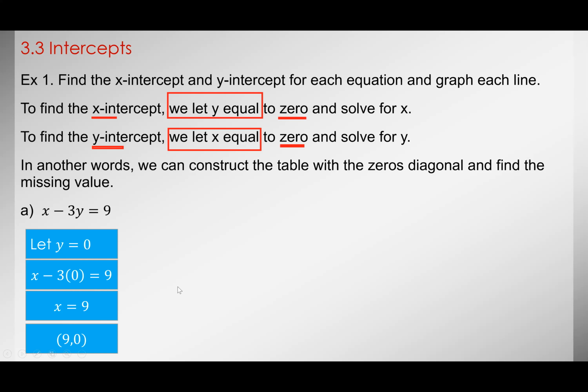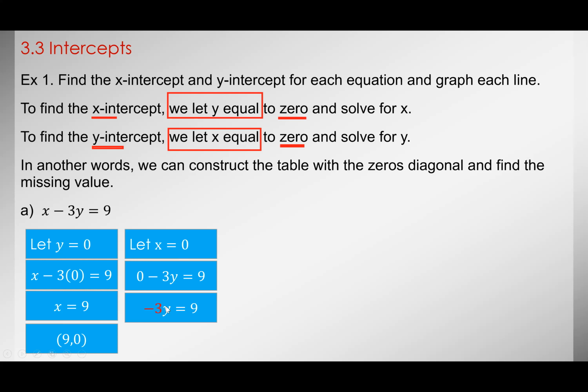And how do I find the y-intercept? To find the y-intercept, they tell me to let x equal to 0. And if I let x equal to 0, I have 0 minus 3y. What is 0 minus 3y? Well, 0 minus 3y is just basically negative 3y equal to 9. And if I have negative 3y, how do I solve for y? To solve for y, I need to divide by negative 3. And if I divide by negative 3, everybody see that y is equal to negative 3, because negative 3 going into 9 will give me a negative 3.